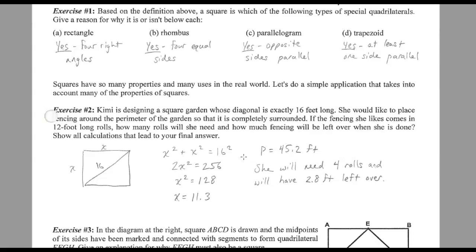First off, Kimmy is designing a square garden. Diagonal is exactly 16 feet long. She wants to put some perimeter fencing around it, and if the fencing she likes comes in 12-foot rolls, how many rolls will she need? So I've drawn a square here with equal side lengths because that's what a square does. I've got the diagonal drawn in, 16.